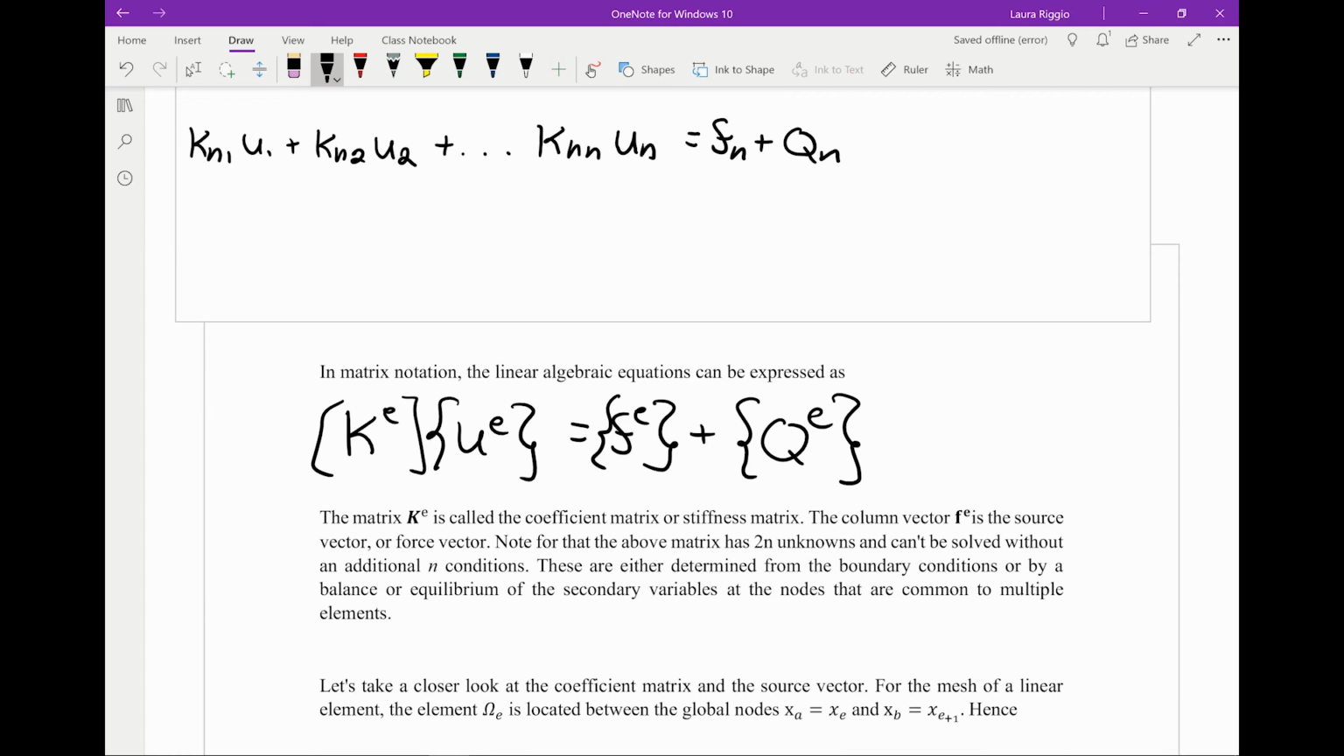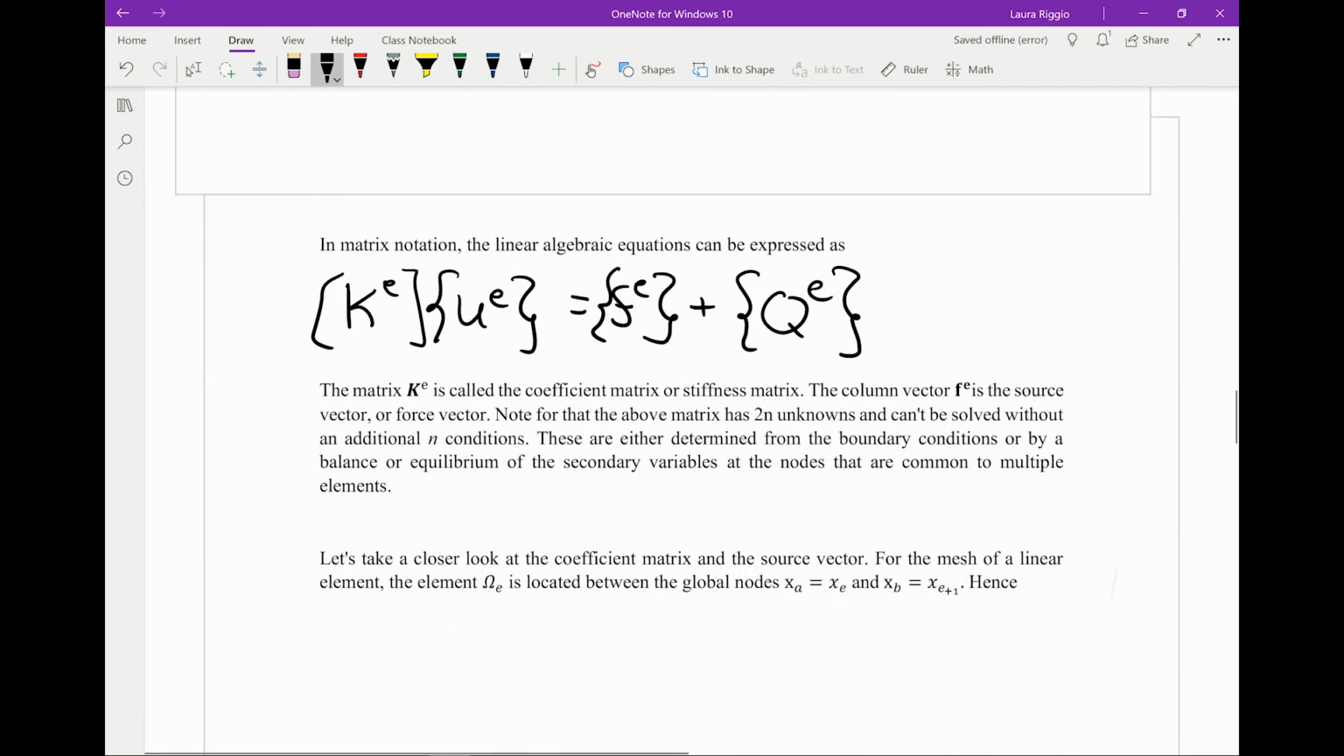So our K matrix again is all our stiffness coefficients, the coefficient matrix or the stiffness matrix. The column vector F is a source vector or a force vector, and Q is our natural boundary conditions. So we need to take a closer look at our stiffness matrix and our source vector, because we have to evaluate these.